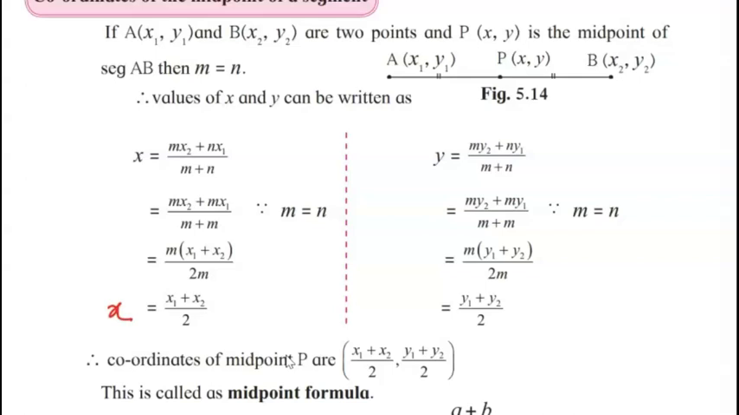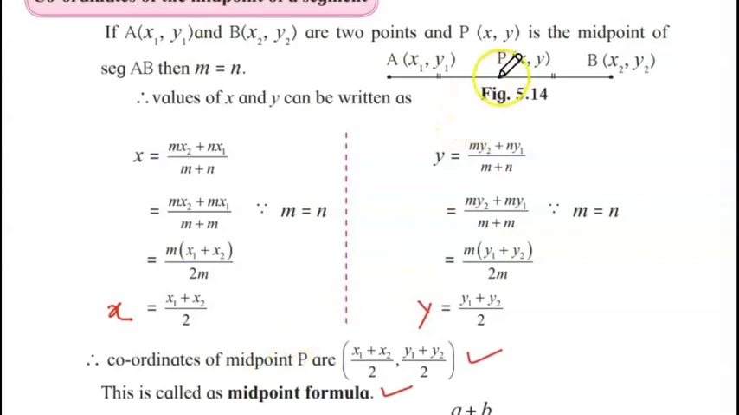Similarly, substitute here n is equals to m, take m as common, get cancelled from numerator and the denominator, then you will get here y is equals to y1 plus y2 upon 2 and therefore coordinate of the midpoint P are x1 plus x2 upon 2, y1 plus y2 upon 2. This is called midpoint formula.